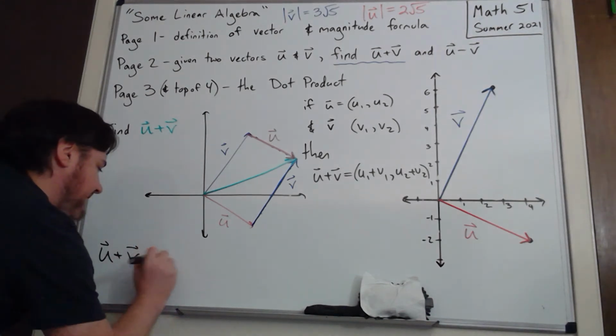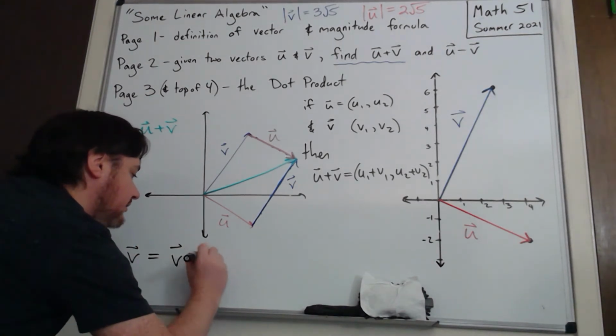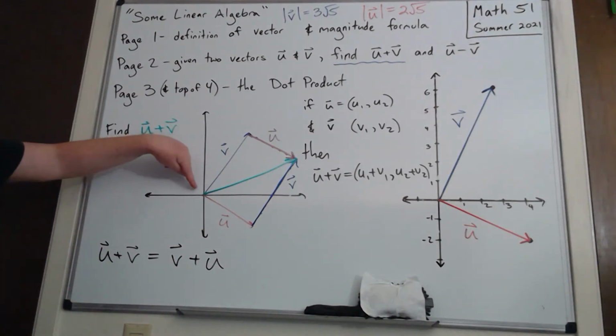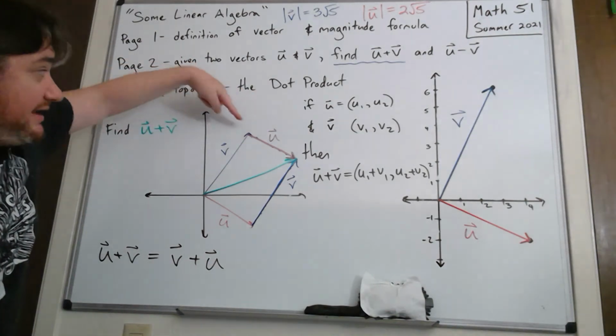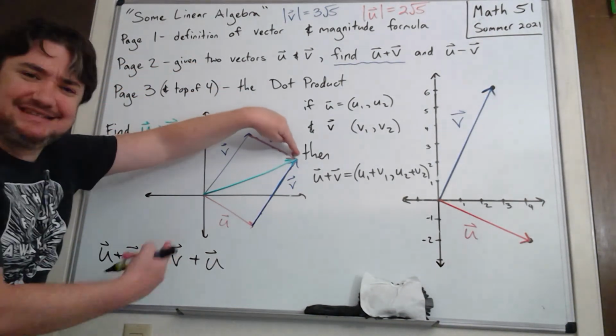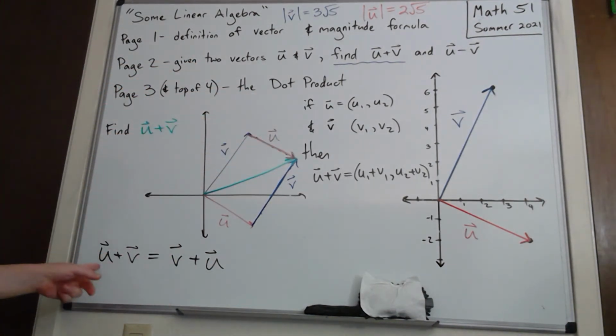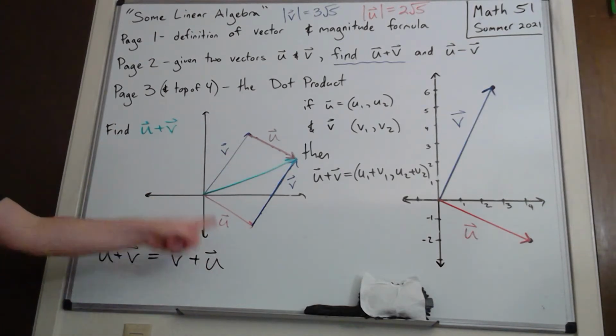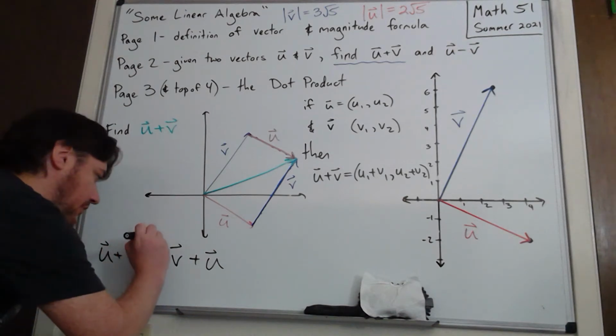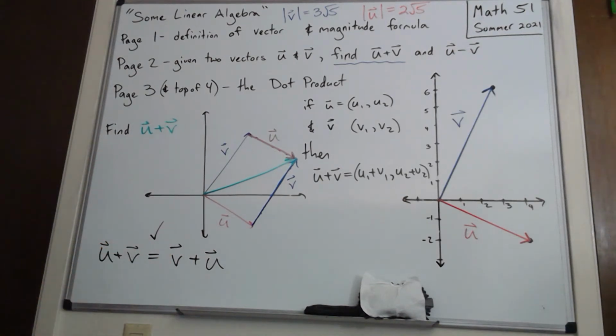But notice, if I did v plus u, in other words, took this trip, did the v first, then from the tip of v took a trip in the direction and magnitude of u, I get to the same spot, right? And so what that means is the vector u plus v gets me from here to here. The vector v plus u gets me from here to here. So they're the same. Alrighty.